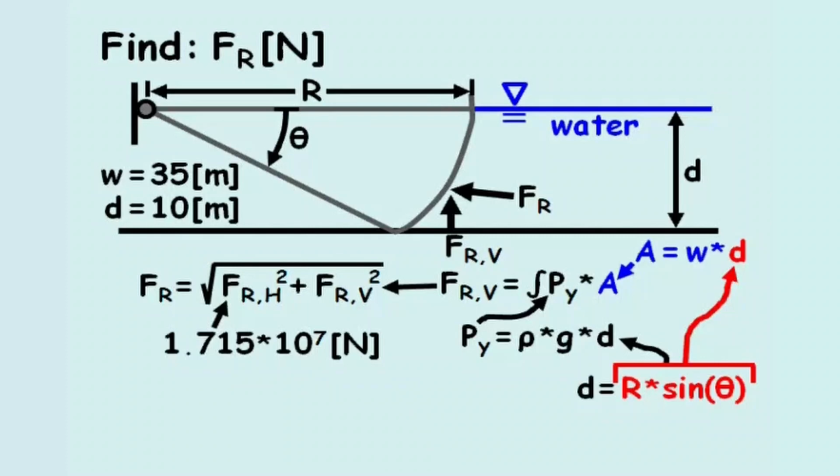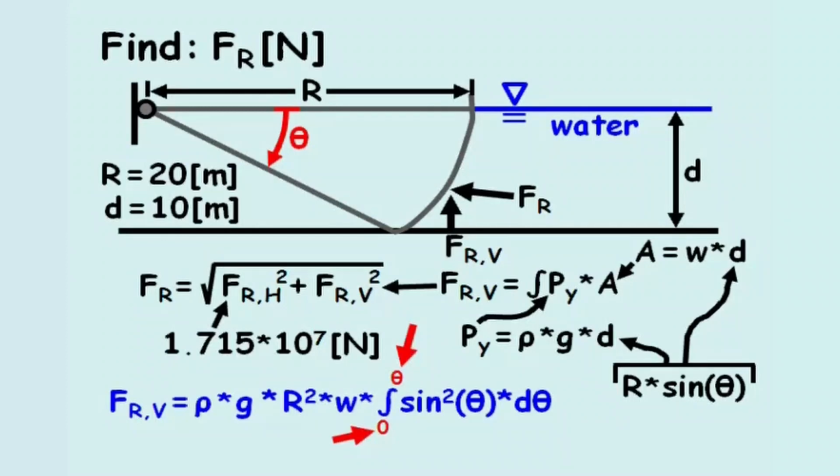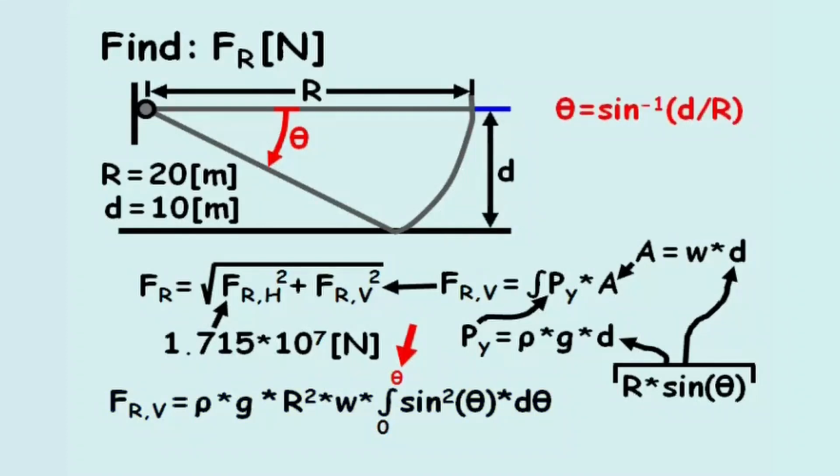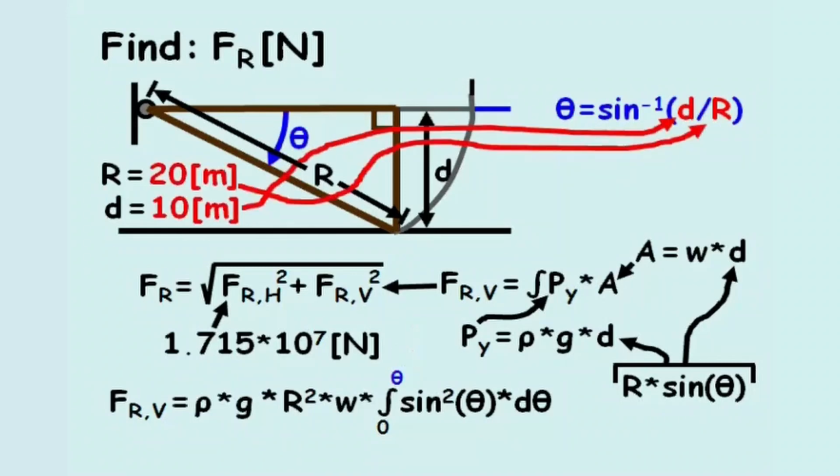Now our equation for the vertical reaction force is rho g r squared w sine squared theta, and we'll integrate with respect to theta, where the limits of integration will span from 0 radians to theta. We can solve for theta by taking the arc sine of the depth of water divided by the radius of the gate, since the structure of the gate forms a right triangle as shown. After plugging in variables d and r, we calculate theta equals pi over 6 radians, which is the same as 30 degrees.